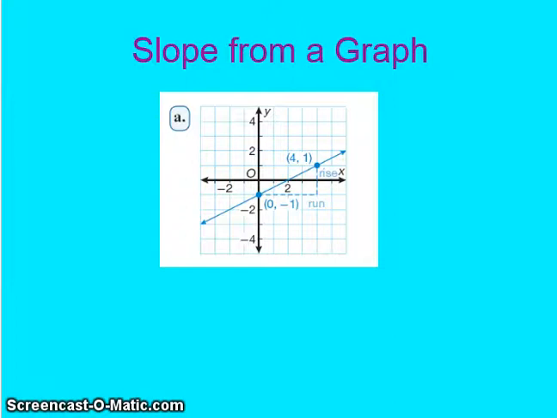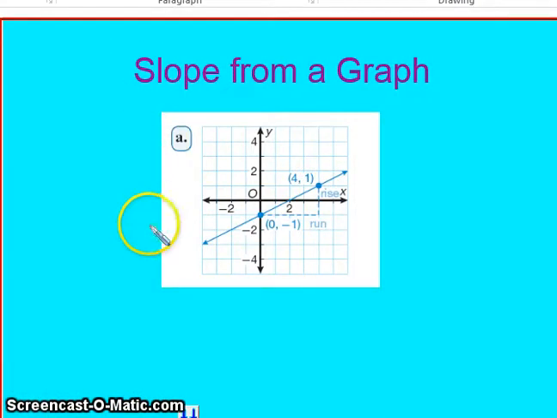So if we want to find slope from a graph, all we have to do is find rise over run, and it's really handy when we have a graph because we can count. So here we have this graph, and we want to find the slope of this line. So we know that our formula for slope is rise over run.